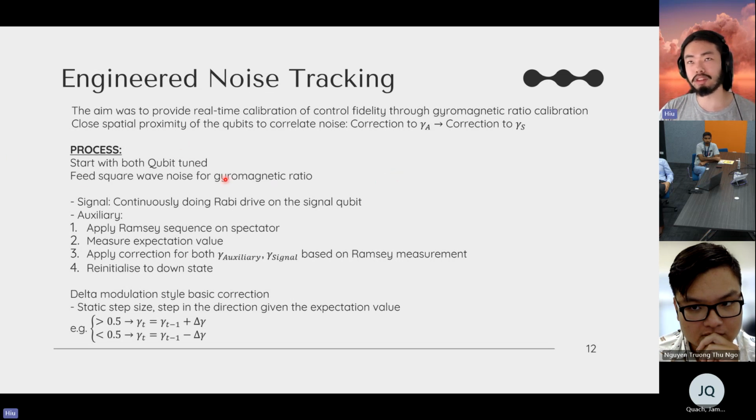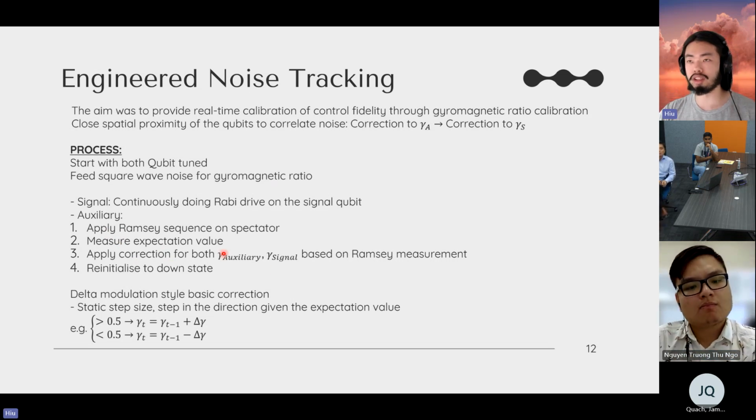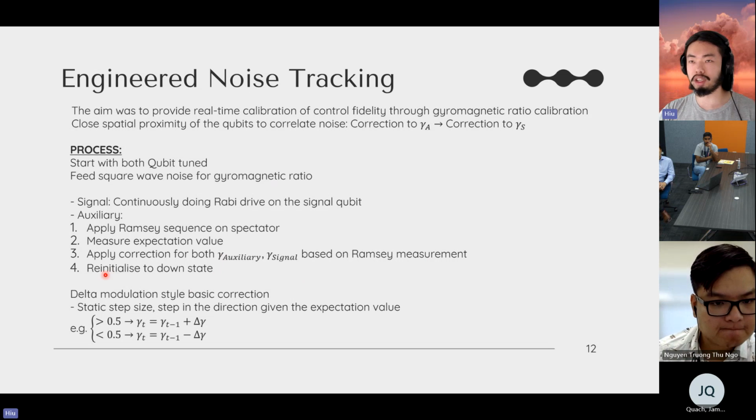So again, the process goes: we start with both qubits tuned, and we feed square wave noise for the gyromagnetic ratio to both of the qubits. For the signal qubit, we just continuously do the Rabi drive, and for the auxiliary qubit, we do this loop of doing the Ramsey sequence, measuring the expectation value, and then feeding that information back into the gyromagnetic ratios, and then reinitializing the qubit and doing this whole thing again and again.